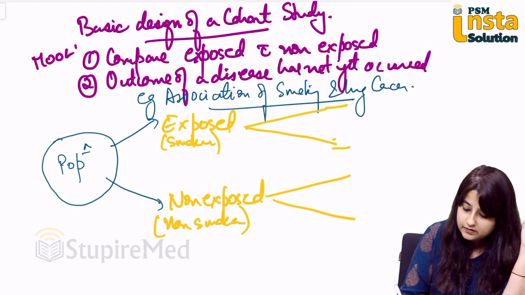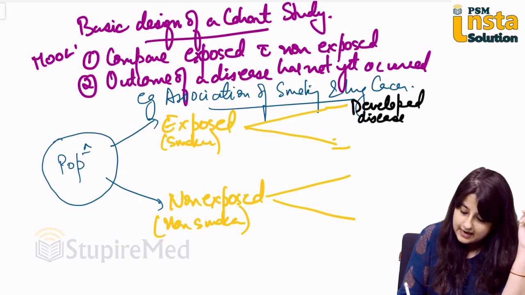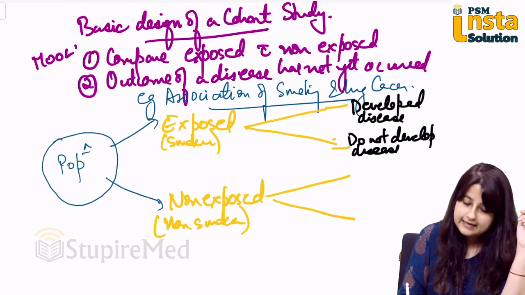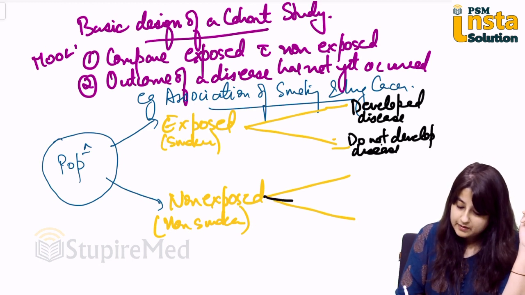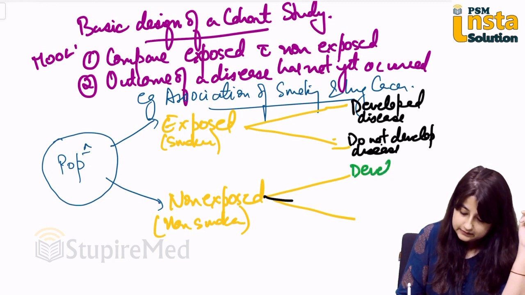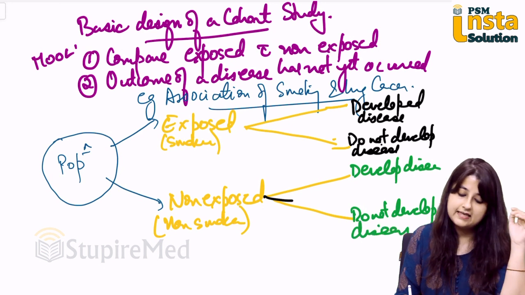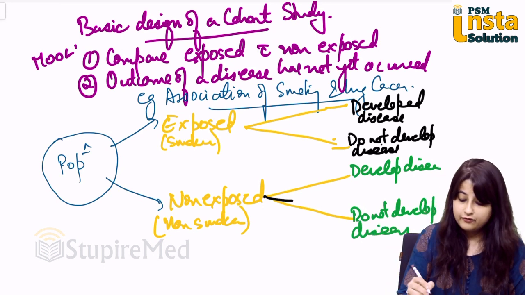Out of the exposed, how many developed disease? So this is the first thing. And how many do not develop disease? This is the second thing. Okay, in the non-exposed also, what will happen? How many develop disease, and how many do not develop disease? So this is the basic design of a cohort study.